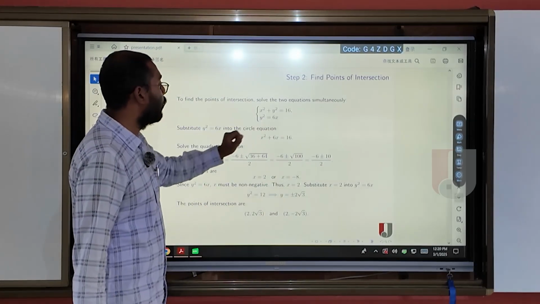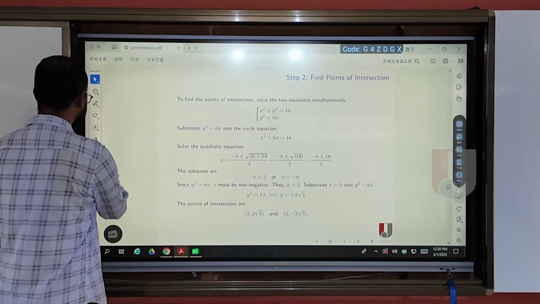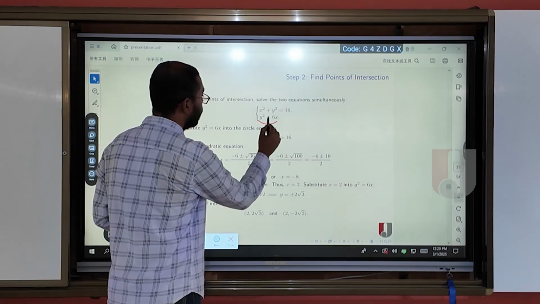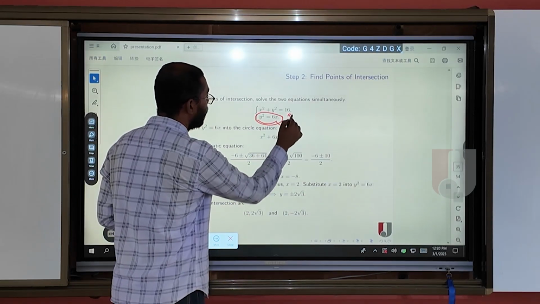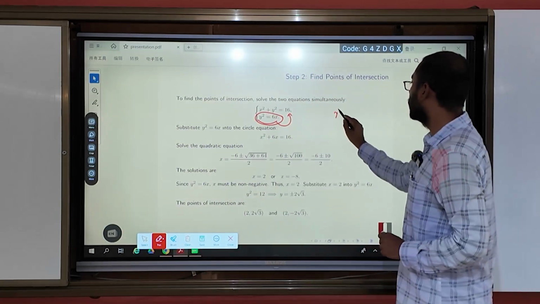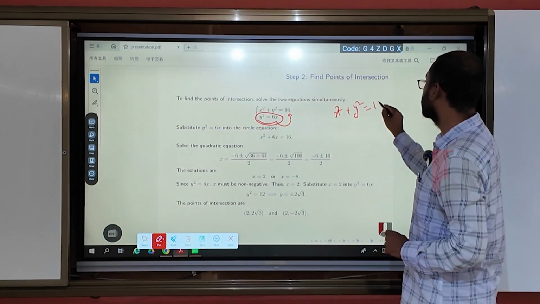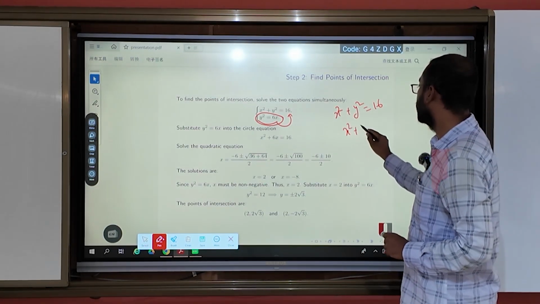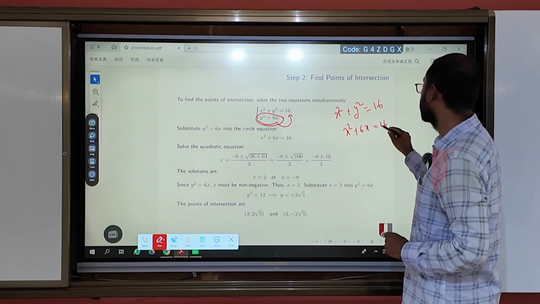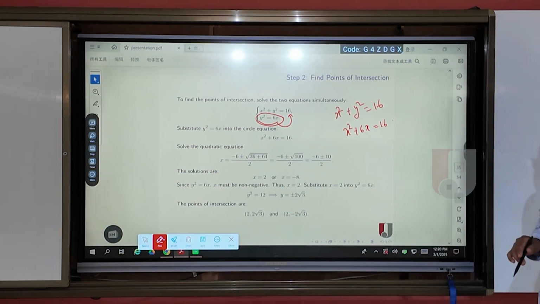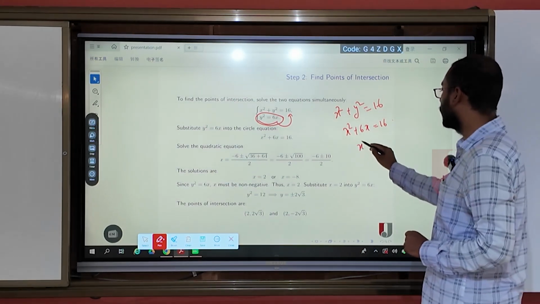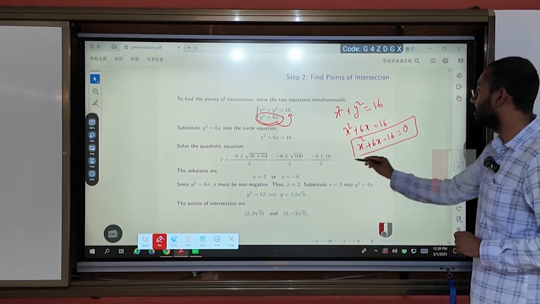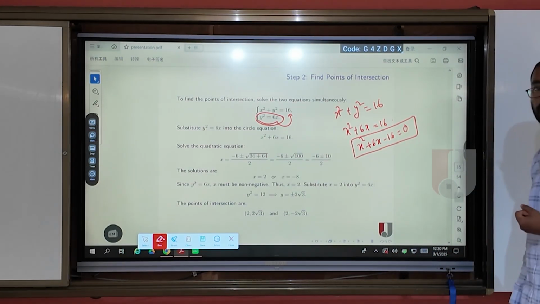So this is my y square equal to 6x. We have to substitute that value in the equation x square plus y square equal to 16. Substituting y square, it is x square plus 6x equal to 16. Now we have to apply the Sridharacharya formula. That is x square plus 6x minus 16 equal to 0. From here we have to find out the value of x.